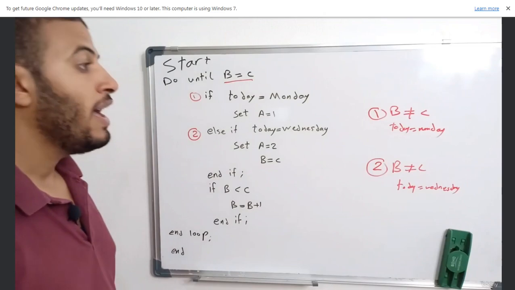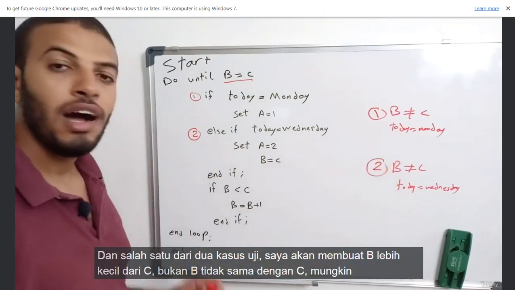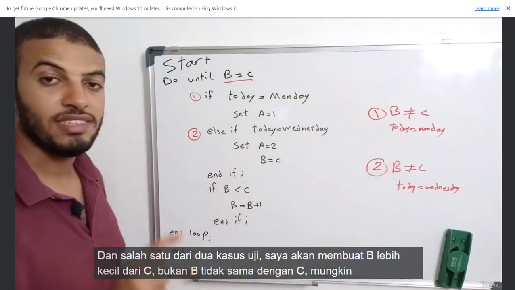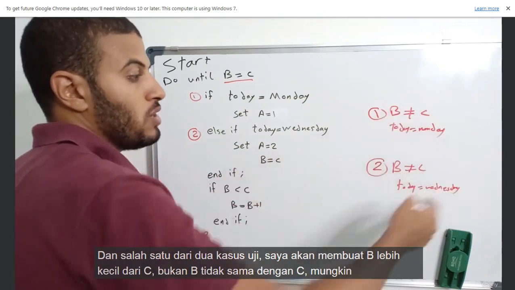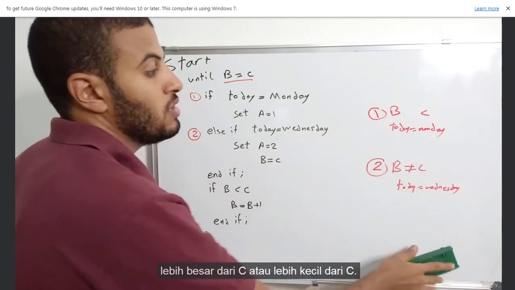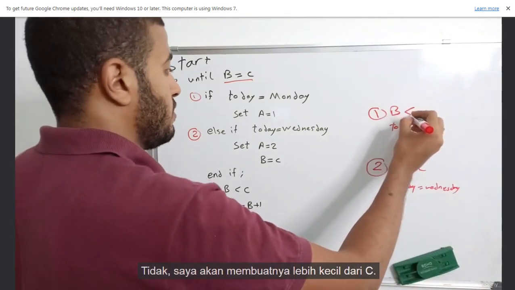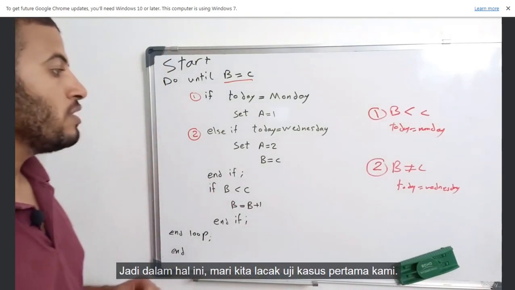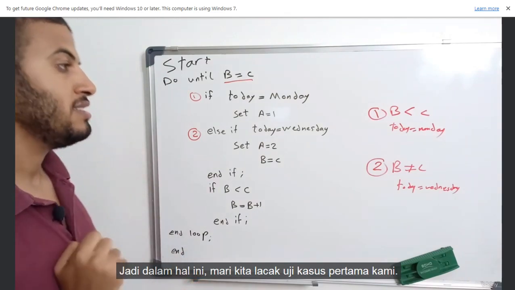Okay, and in one of the 2 test cases, I will make B smaller than C, not just B not equal to C. It might be greater than C or smaller than C. No, I will make it smaller than C. Okay, so in this case, let's trace our first test case.